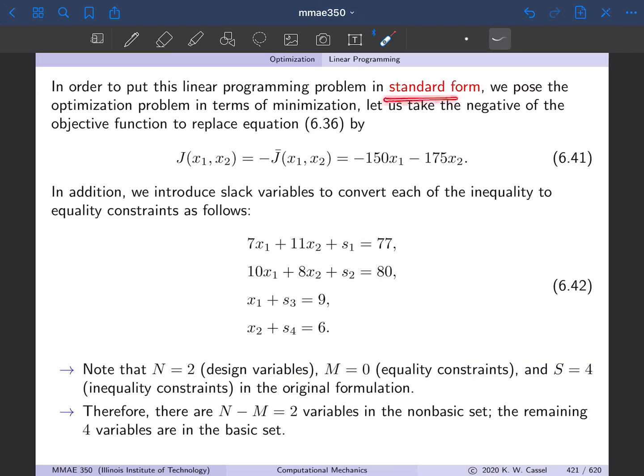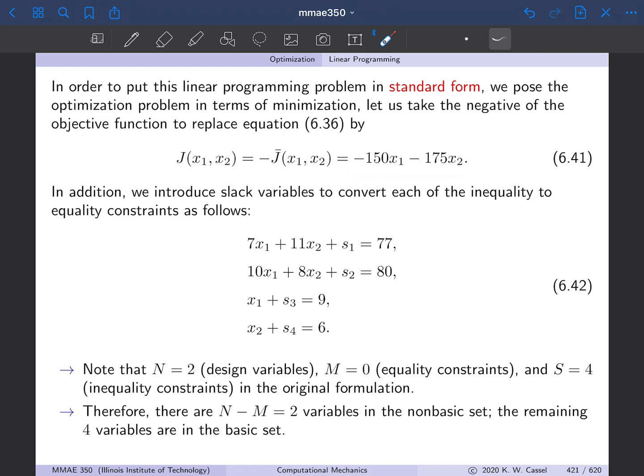All right, so now we want to put it in standard form. Remember what the standard form looks like, and then we'll walk through the steps to get it into standard form. So the first thing is the objective function needs to be such that we are minimizing the objective function. So instead of maximizing J bar, we'll minimize J, which is the negative of J bar. So then J, our objective function, is minus 150 x1 minus 175 x2. So we're going to minimize that, which is the same as maximizing the total profit.